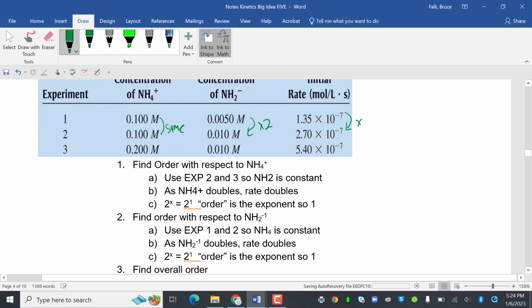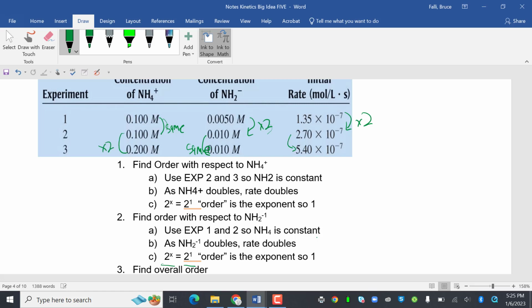So, here we go. Experiment 1 and experiment 2. NH4 is constant. Notice how I put the same. As NH2 negative doubles, right? The rate doubles. 2 to the x equals 2 to the 1. So the order of the exponent is 1. So let's do NH4. Do you see how in this part these two are the same? But as I do this, this doubles. And this also doubles. So in experiment 2 and 3, NH2 is constant. As NH4 doubles, the rate doubles. So there we go, same thing.